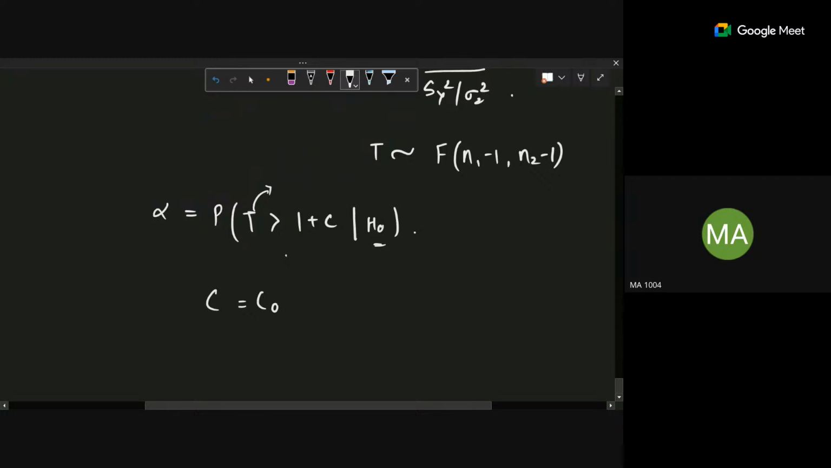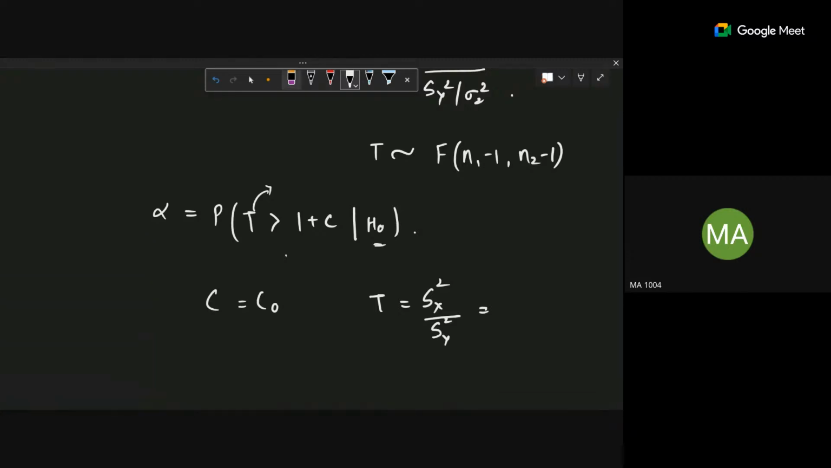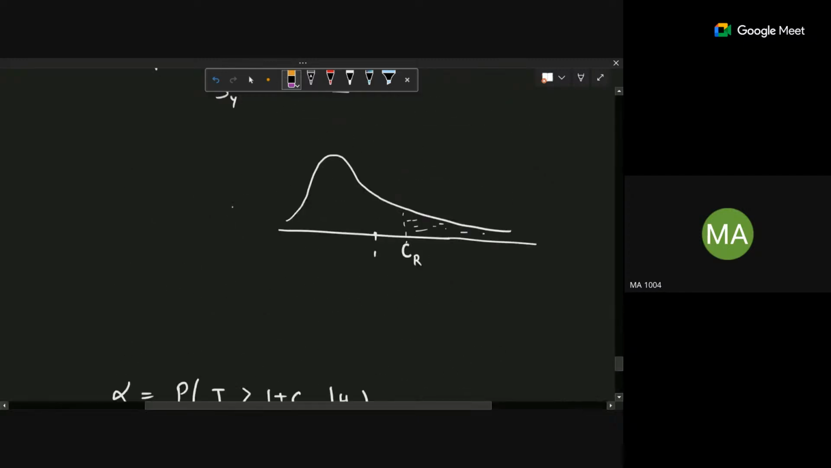And also, as xi's are known to us and yi's are known to us, we can calculate T, which is nothing but Sx upon Sy, squares. And we will check whether this value is greater than C or less than C. Based on that, we will check whether we have to accept the hypothesis or reject the hypothesis.